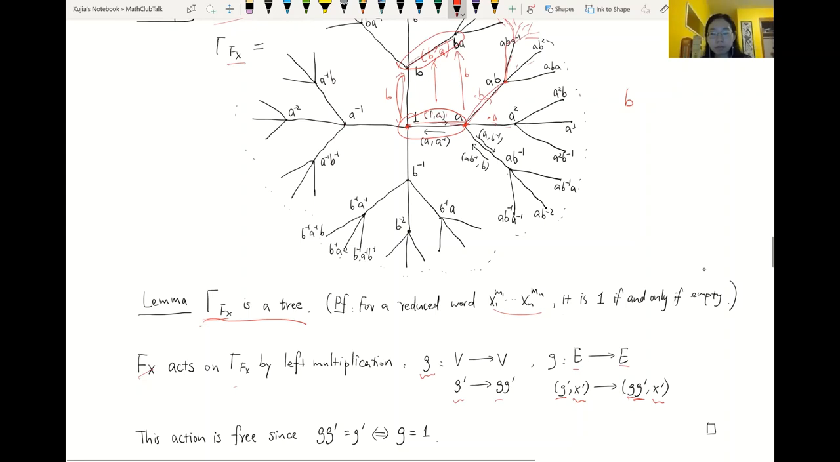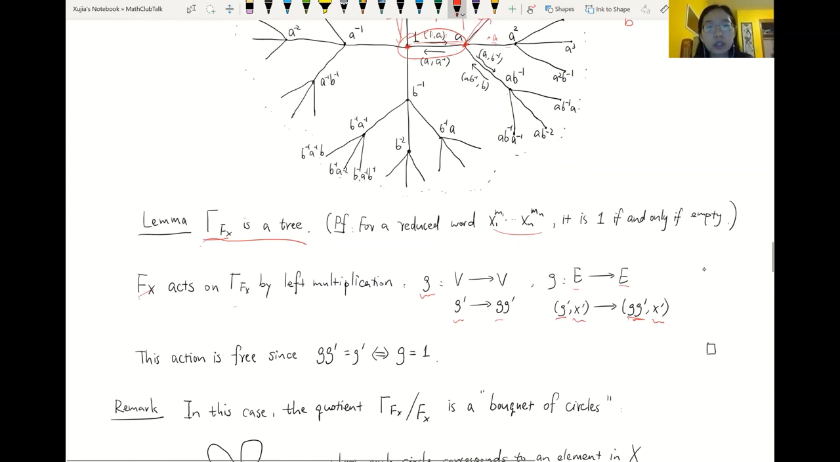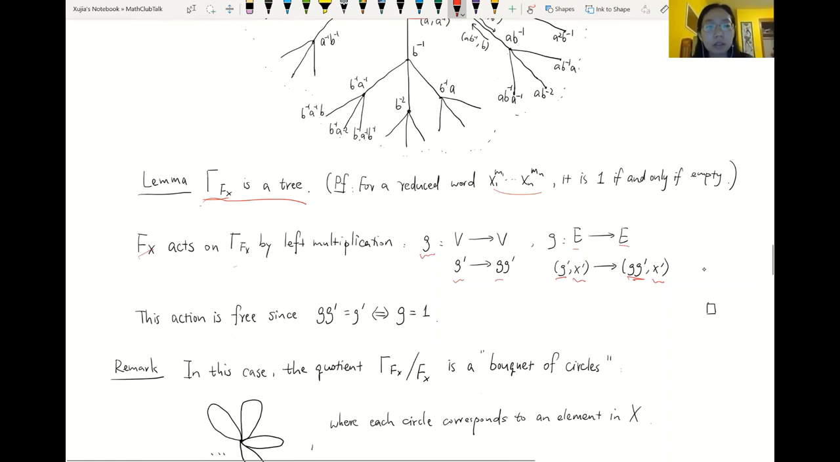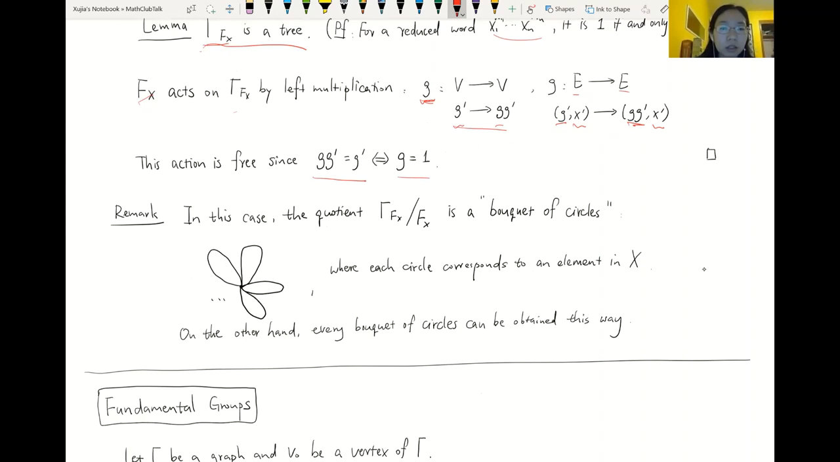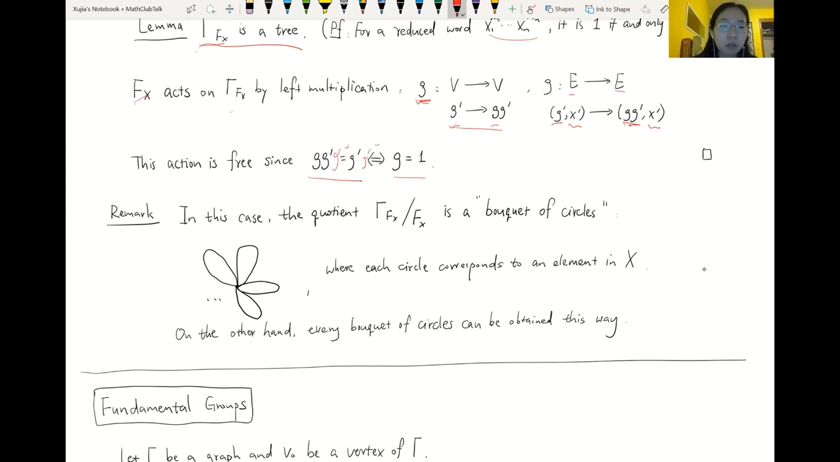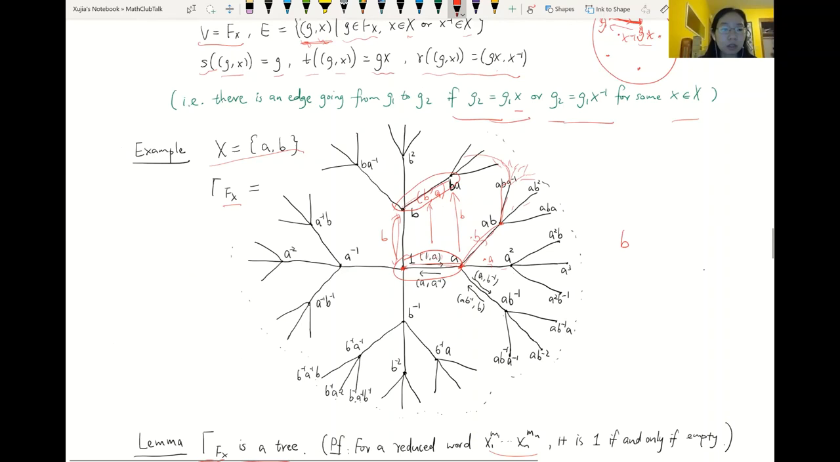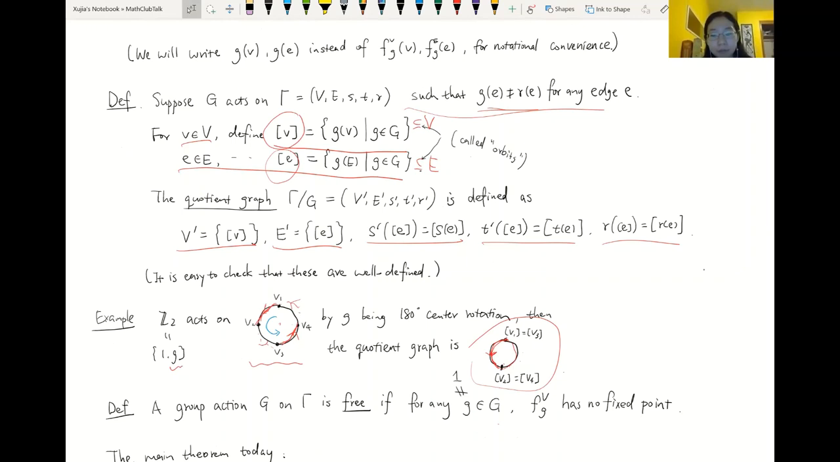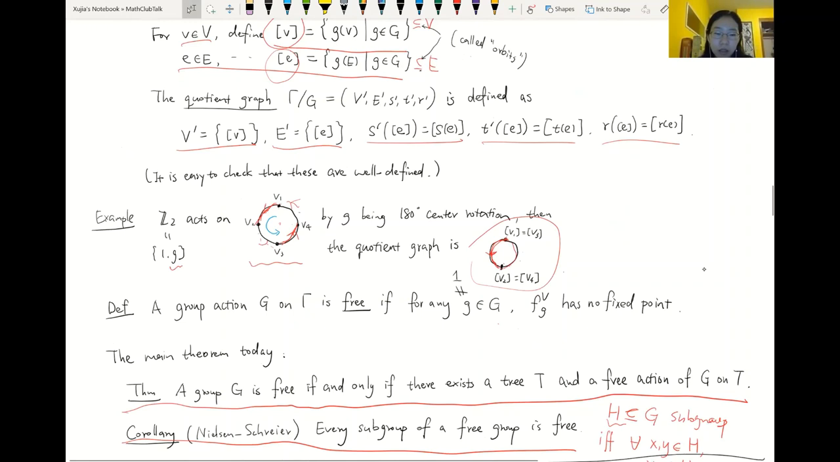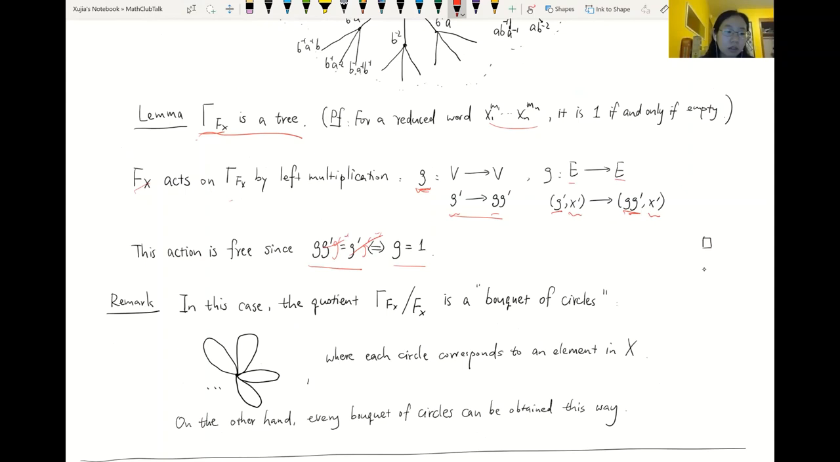And this action is free because this g, if it's not the identity, cannot fix any element. It fixes the element g prime if and only if g equals 1, because you can just multiply both sides by g prime to the negative 1, and this cancels out, giving you g equals 1. So this action is free. A remark is that in this case, the quotient graph, if you remember how it's defined, or we'll just define it to be: you take the vertex set to be the set of vertex orbits, and the edge set to be the set of edge orbits. This quotient here is going to be a bouquet of circles, which is a graph with only one vertex. So the edges can only be something like this.